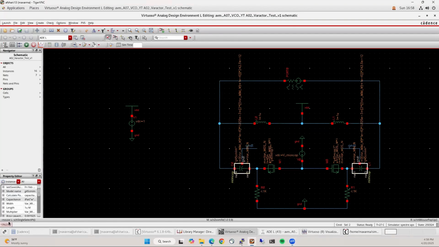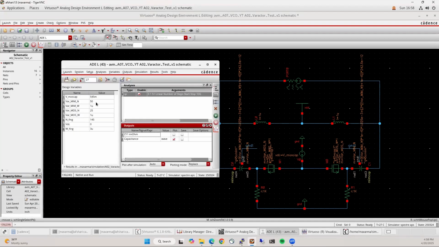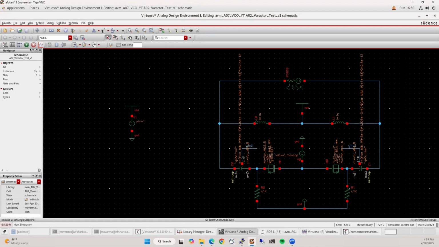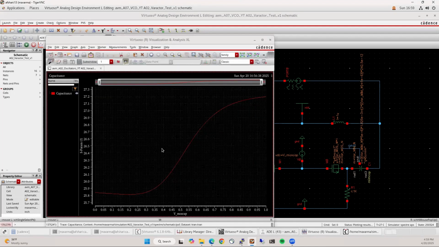Okay, so we'll change the length to 5 microns for the min cap, and let's go in here. Let's make this 10, make this 5 microns. Let's make this 2 microns and this one 50. So essentially I made the MIM cap bigger just so that we get a larger capacitance tuning range, right?